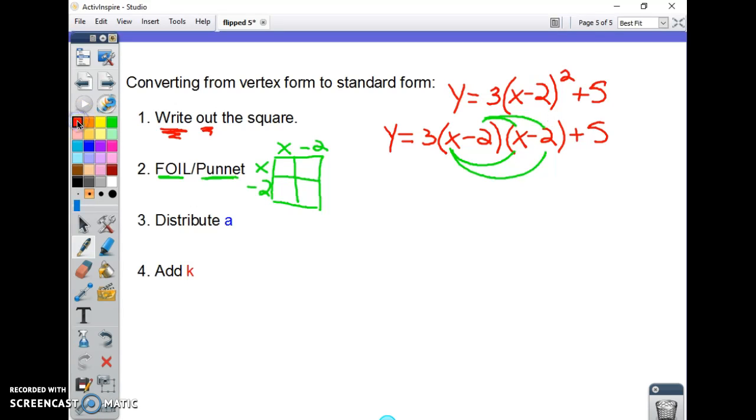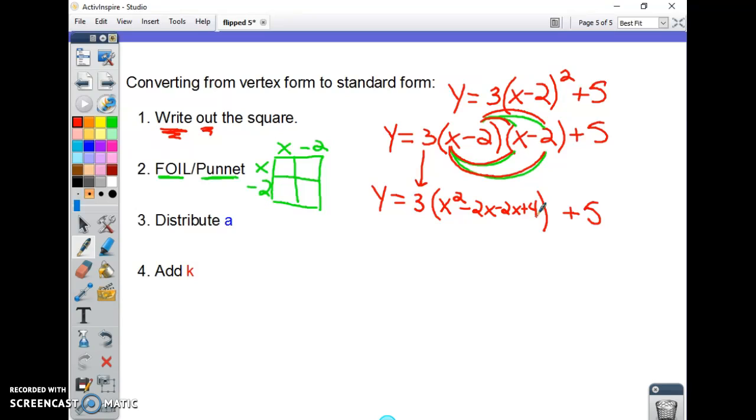So let's write this out now. We have y equals, the 3 comes down, that's the same. We're going to have a big product in here, plus 5. So what is that product? Well, let's see. We have x times x, that's going to be x squared. We have x times negative 2, that's going to be negative 2x. We have negative 2 times x, that's also going to be negative 2x. And then finally, we've got negative 2 times negative 2, that's positive 4. So that's going to be step 2, to actually FOIL that out.